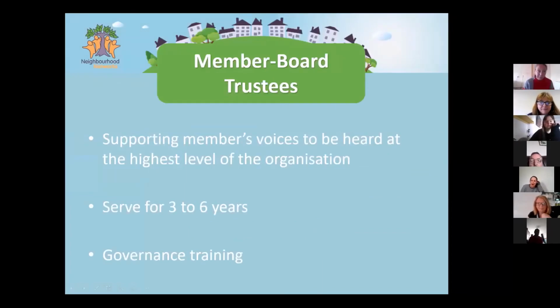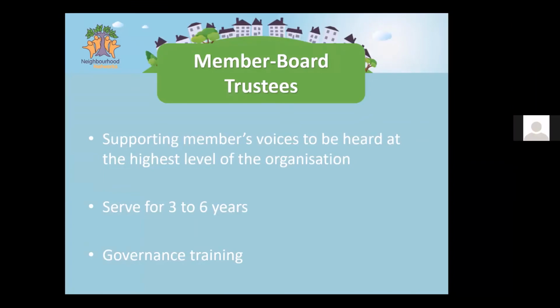So next I want to talk a bit about the Board of Trustees, specifically the member trustees. On our Board of Trustees, we ideally have an equal split between members of Neighbourhood Networks who are on the board and non-member trustees. We don't have all of them at the moment, but that is the idea. Having members on the board is about supporting the members' voices to be heard at the highest level of the organisation. Each member serves for 3 years, with an option to serve for another 3 years before stepping down after their 6 years. All the members who wish to be on the board go through a governance process first, which my colleague Helen is going to tell you a bit more about.